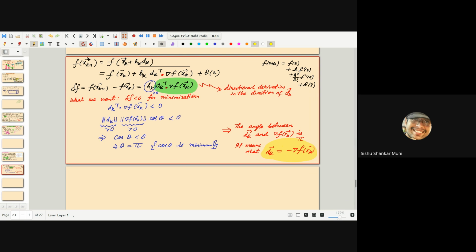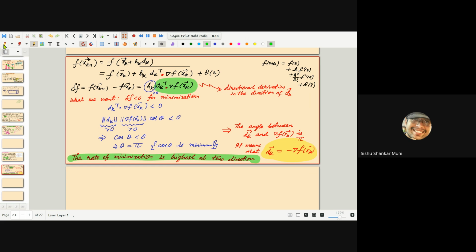So the rate of minimization is highest in this direction. The rate of minimization is highest at this direction. This is one of the most important concepts here.